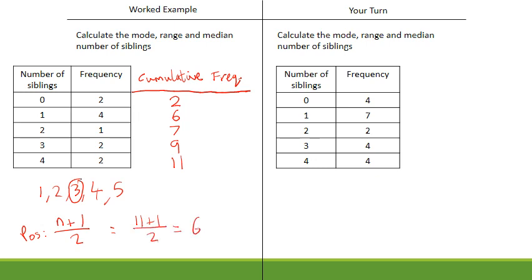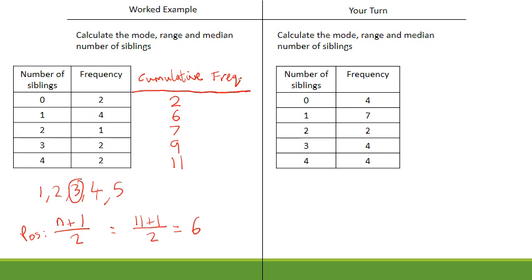That gives me 6. So I now know if these numbers were all in a list with all of my 0s, 1s, 2s, 3s and 4s, that the median would be in the 6th position. So now I just need to find where is the 6th position. So if I go through my cumulative frequency, after the end of all the 0s I've used 2 numbers, after the end of all the 1s I've used 6 numbers. And that means that the last number 1 must be the median.